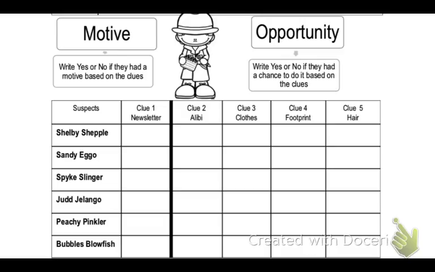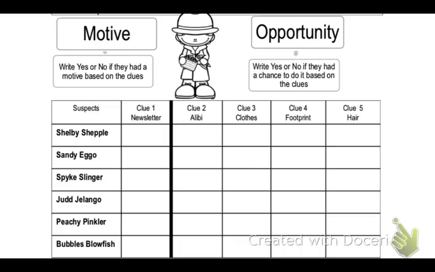So obviously, what happened? Someone destroyed the new slide in Splattertown by putting ink in the water pipes. The park was forced to shut down. Who? The owners of Splattertown are the victims because their property has been damaged. The suspects, as you see below, are Shelby, Sandy, Spike, Judd, Peachy, and Bubbles. Where did this happen? At Splattertown, of course. Why? That's for you to find out.